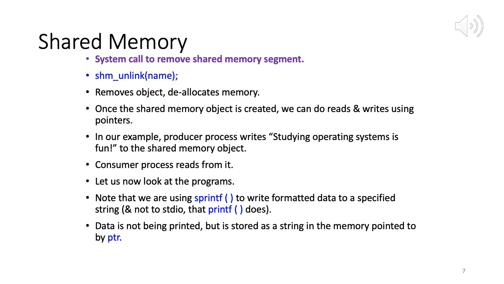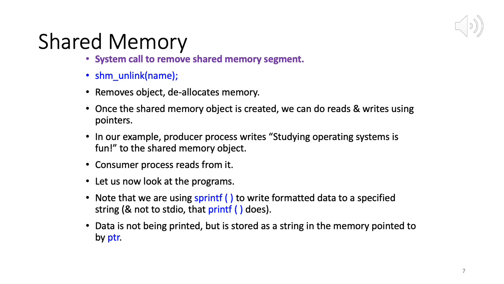What the producer program will do is write a message, "studying operating systems is fun", to the shared memory object. So it creates a shared memory object, writes this text to it, and then the consumer will just read from that. So producer will write to the shared memory, consumer will read from it. We'll have two different programs.